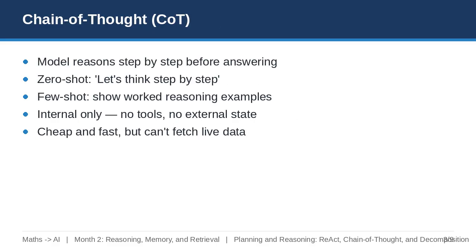Chain of thought asks the model to produce intermediate reasoning steps instead of jumping to an answer. You can trigger it zero shot with a cue like "let's think step by step," or few shot by showing worked examples. CoT is purely internal reasoning, no tools involved, so it's cheap and improves accuracy on math and logic, but it can't reach out to the world for fresh data.